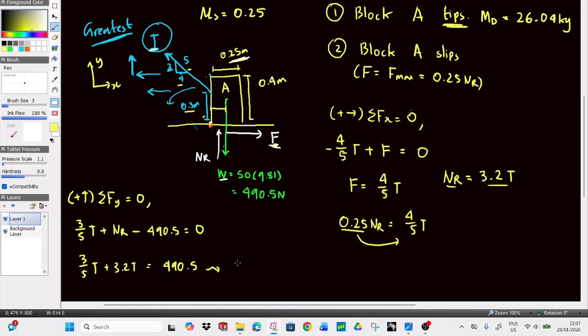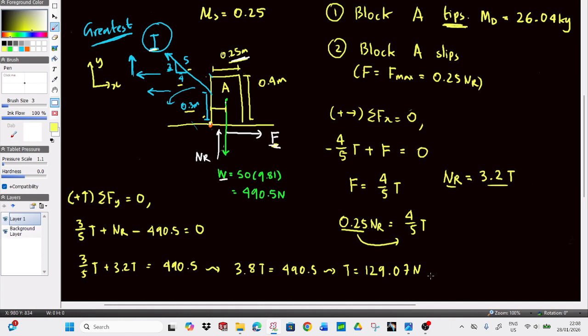So that means 3 over 5 plus 3.2 is 3.8. So 3.8 T equals 490.5. Therefore your T is equivalent to 490.5 divided by 3.8, which is about 129.07 newtons.